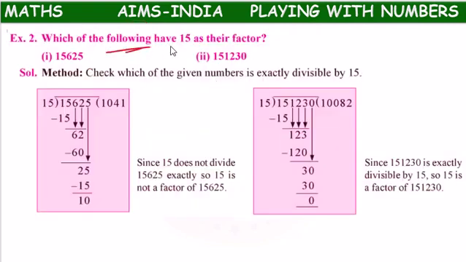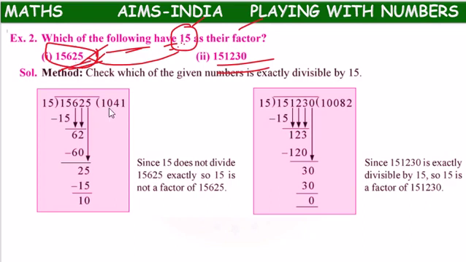Next, which of the following have 15 as a factor? One number is 15,625. Another number is 151,230. For which number is 15 a factor? That we have to find. How to find a factor? If 15 divides the given number exactly, then 15 is a factor. So we have to divide 15,625 by 15.